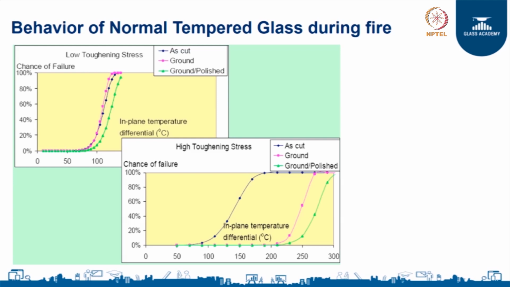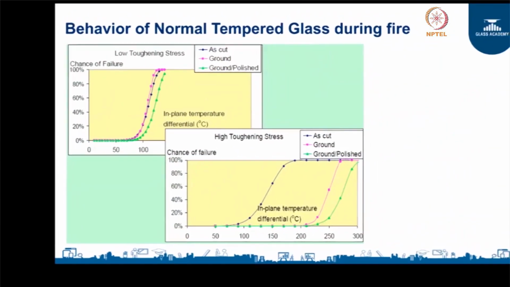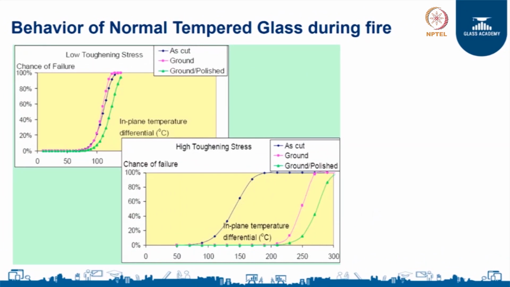In order to prove this point, I am going to show you a graph which will plot the temperature rise in a glass against the chance of failure. Here you see two graphs. I will take you through the graphs in detail. On the x axis, you see the temperature differential in the glass, in degrees Celsius, in increments of 50 degrees Celsius, and on the y axis you see the chances of failure when there is a temperature differential.